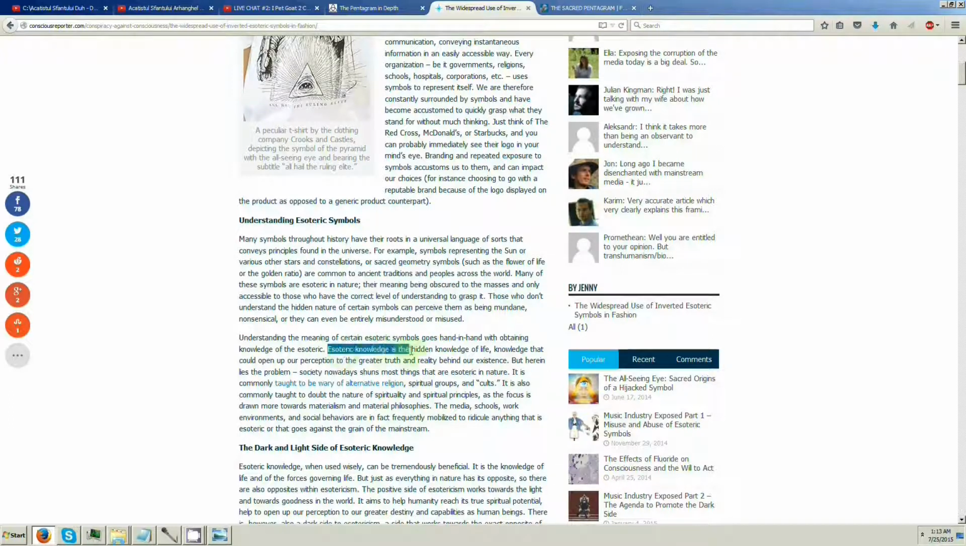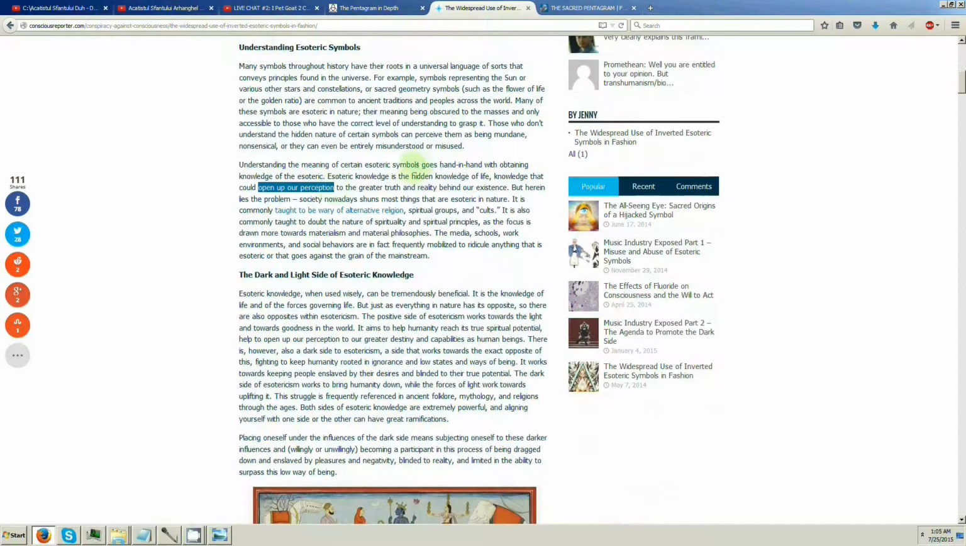Since esoteric knowledge is the hidden knowledge which opens up our perception to the truth and reality behind our existence. Nowadays, however, it's commonly taught to doubt the nature of spirituality, because the focus of what we're being told and what we're being shown is to draw us towards materialism and material philosophies. That's why you see a lot in the media ridiculing mostly anything that is esoteric or relates to spirituality.